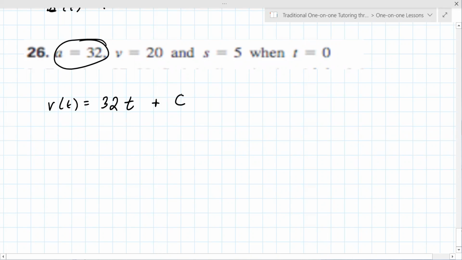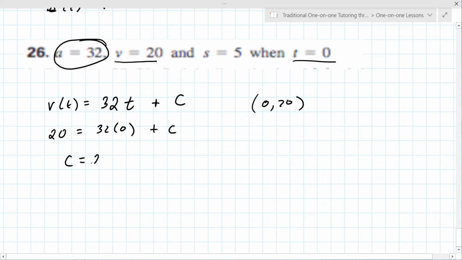We don't know. Now this is key: you actually do want to solve for the constant right now. You don't want to wait. So they're telling you the velocity is 20 when T equals 0. That's a point on this: 0, 20. And it is not the case that the constant is always this value. Just don't make that mistake here. So 20 equals 32 times 0 plus C. It does so happen to work that C is 20, but it will not always work that way. Put that back in here, and then you rewrite it.